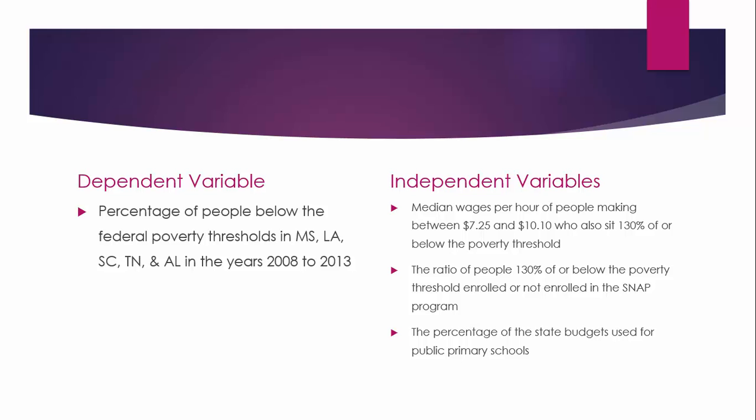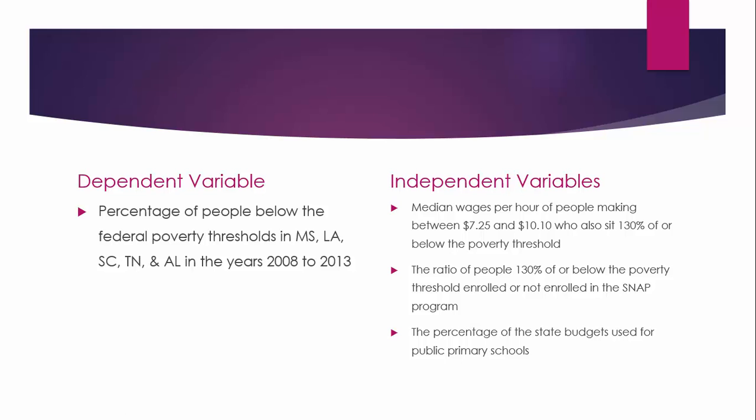The independent variables will be, first, the median wages per hour of people making between $7.25 and $10.10 who also sit at 130% of or below the poverty threshold. Second will be the ratio of people at 130% of or below the poverty threshold enrolled or not enrolled in the SNAP program, and third, the percentage of state budgets used for primary schools.